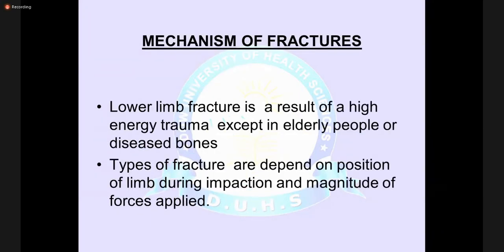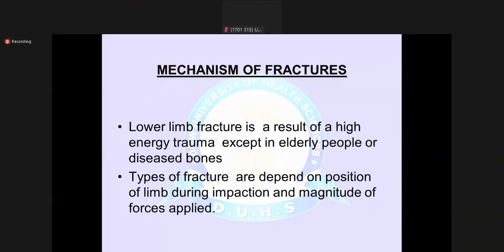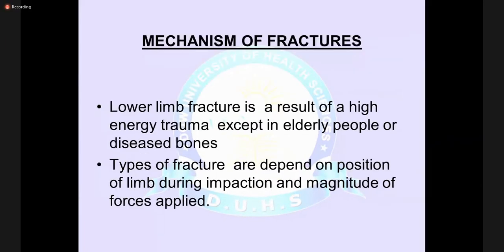The mechanism of injury for the lower limb. Lower limb fractures are usually caused by high energy trauma. There are a few exceptions, like in geriatric and elderly patients, or in pathological bone, where fracture can occur with low energy trauma. The fracture type depends on two things: one is the position of the limb at the time of the injury, while the second is the force applied to the body.